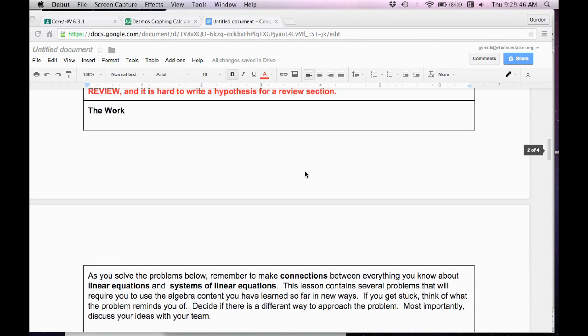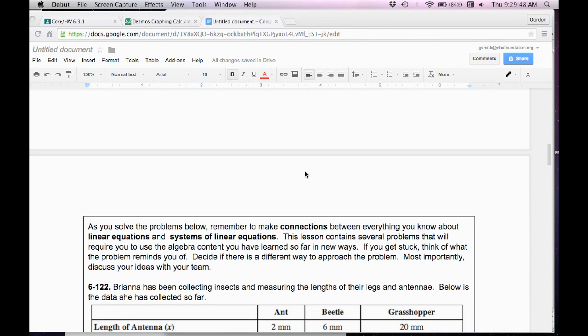The work. As you solve the problems below, remember to make connections between everything you know about linear equations and systems of linear equations. Linear equations, of course, being either ax plus by equals c or y equals mx plus b, and systems of linear equations being when you have more than one, either in standard or in slope intercept, and in most cases with systems, you're looking for where the lines will cross, the solutions.